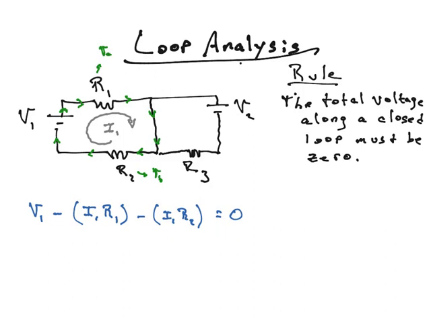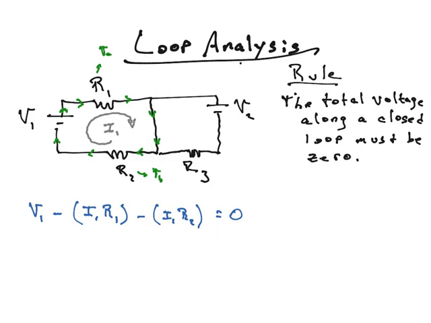So we started with V1. Then our I1 hits this first resistor, so we lose voltage, so it's minus I1 times R1. And then we continue along, keep going on our little closed loop. I1 hits R2, so again we lose voltage, minus I1 times R2 is the amount we lost. And we keep going and we get back to the beginning, set it equal to 0, and we have our first equation. Pretty nice.